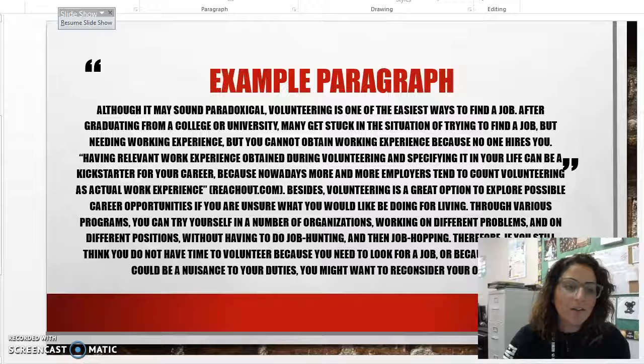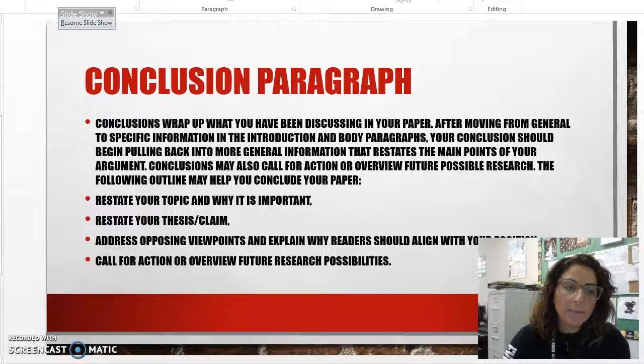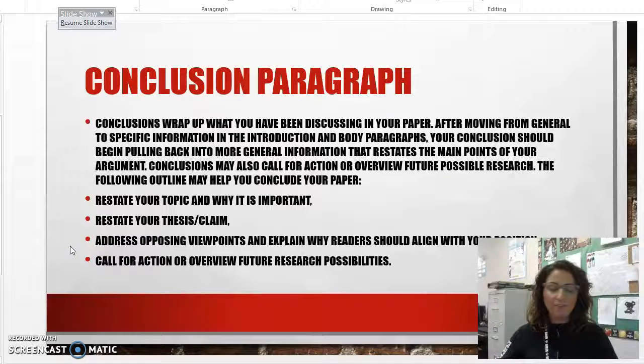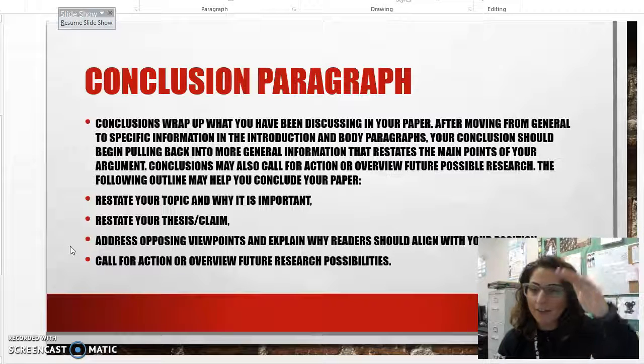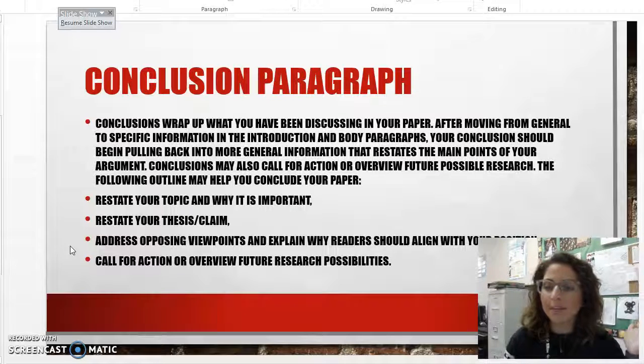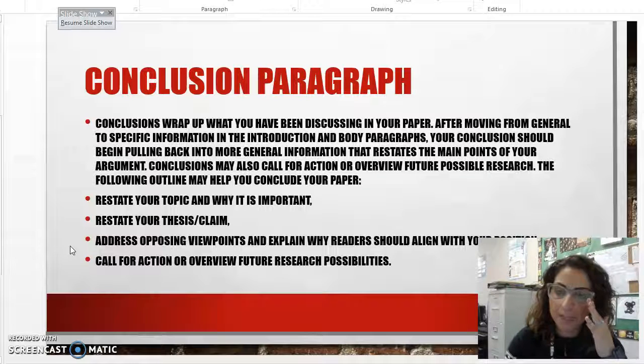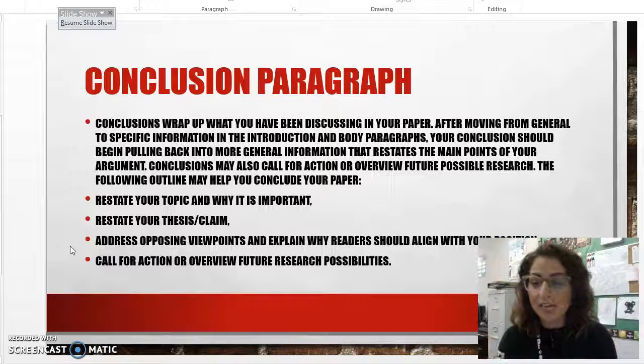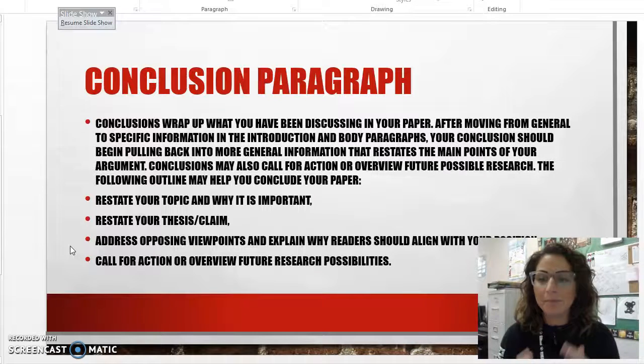Then you have your conclusion paragraph after your third body. And in your conclusion, you want to wrap up everything that you've discussed, right? So you hit all 3 reasons again. You restate your thesis and your claim. You want to make sure that it's clear. This is why you need to believe in what I'm saying, right?